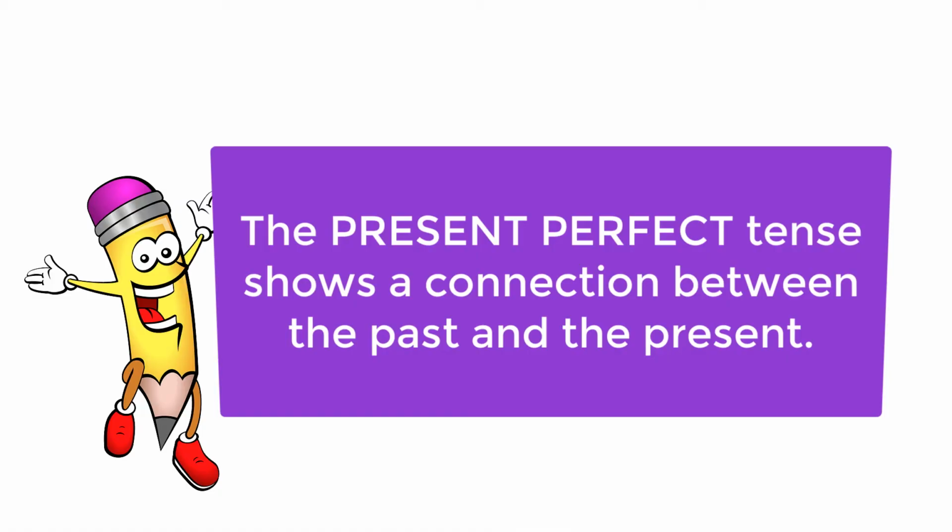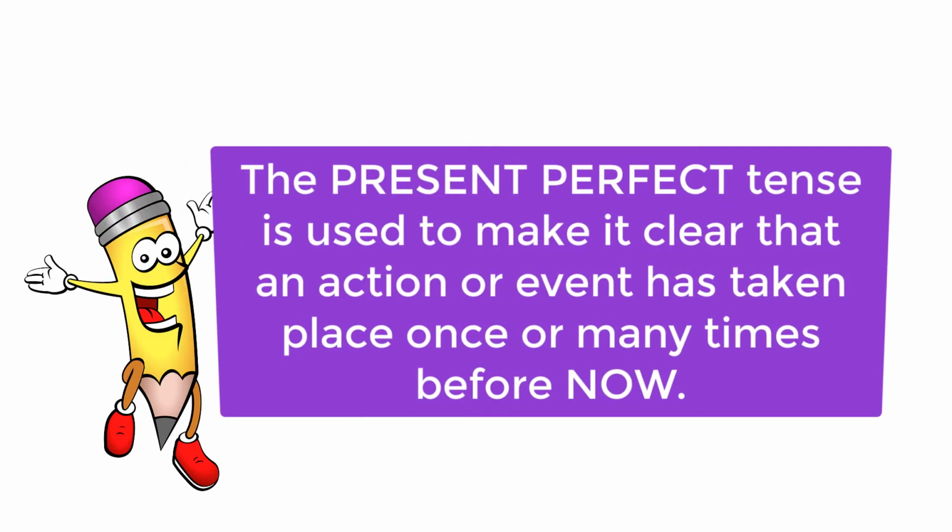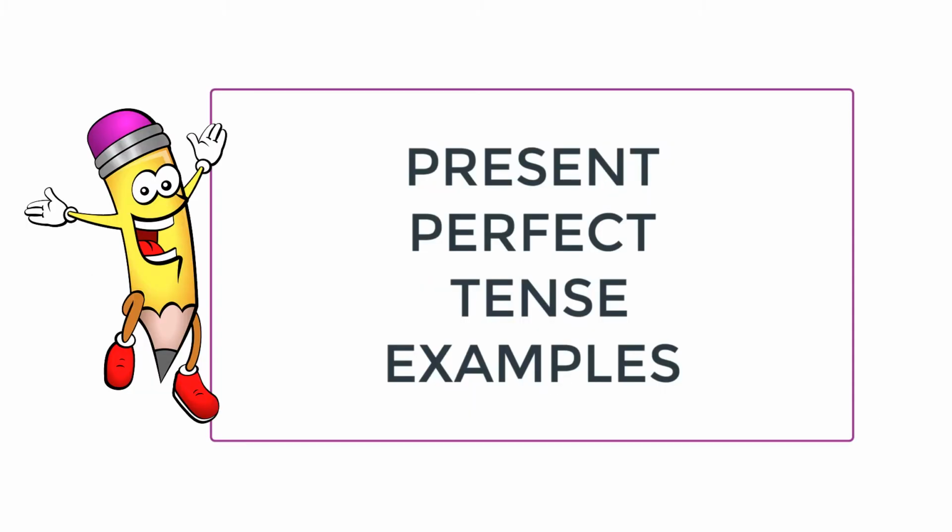Remember that the present perfect tense shows a connection between the past and the present. It is used to make it clear that an action or event has taken place once or many times before now. Let's look at some sentences where we use the present perfect tense. Note that there will be some overlap on these depending on the context of the action or condition.